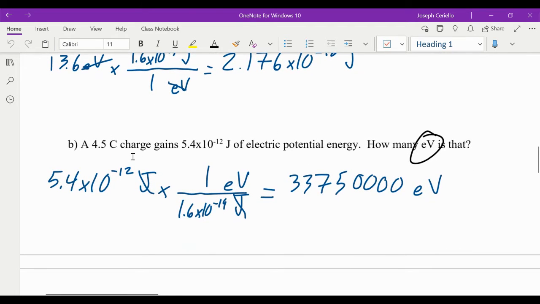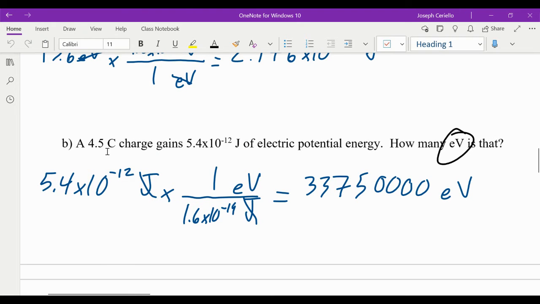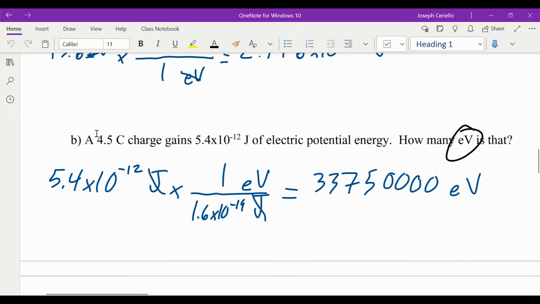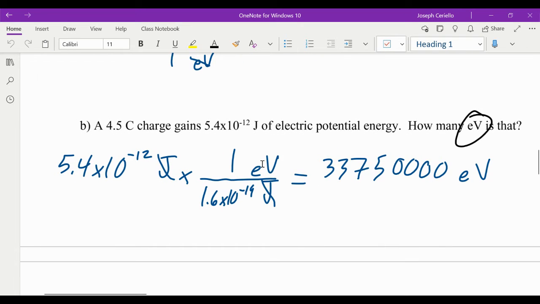Now let's look at the next one here. We have 4.5 coulombs of charge, and it gains 5.4 times 10 to the negative 12 joules of electric potential energy. How many electron volts is that? So you actually don't need the number of coulombs here, you just need to convert. So we want electron volts, so we put that on top. We have joules, we put that on the bottom.